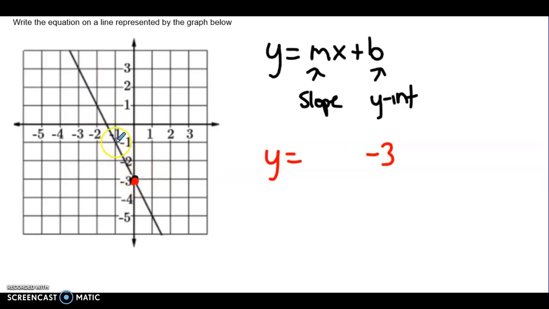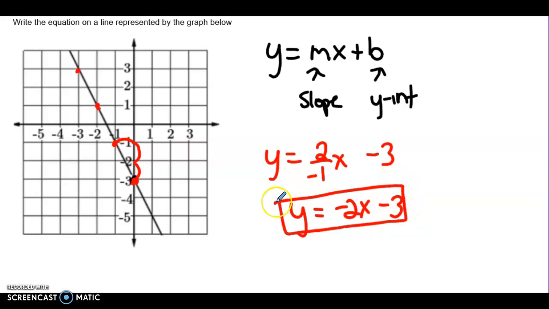So I'm going to pick another point on the line. It doesn't matter which point I pick. You notice there's lots of points here. I go up 2, so I rise 2, and then I go backwards 1. So that's going to be a negative slope. I rise up 2 and go backwards 1, which is usually just rewritten as -2x instead of 2 over -1. So that is my equation.